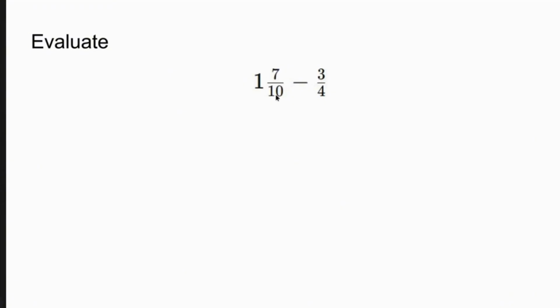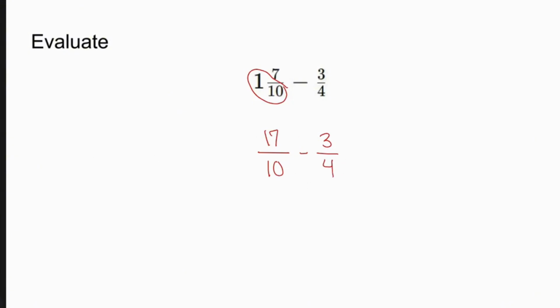Multiply the whole number out in front to the denominator, so 1 times 10 is 10, and then add that to the numerator. 10 plus 7 is 17. So 17 becomes your new numerator, and 10 stays your denominator. Minus, now 3/4, leave it that way. Nothing to do there, leave it.